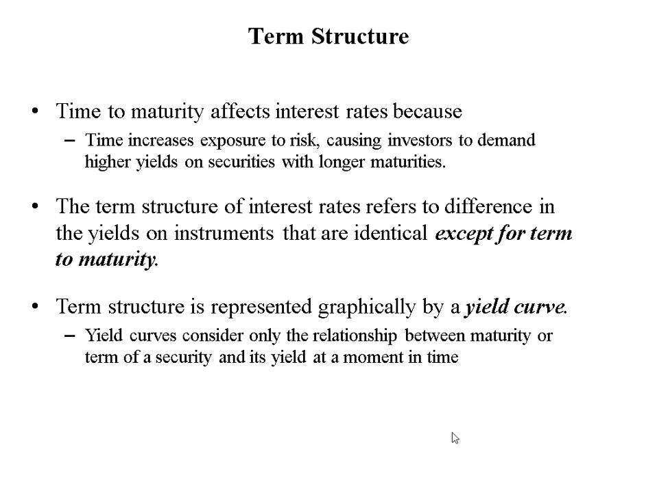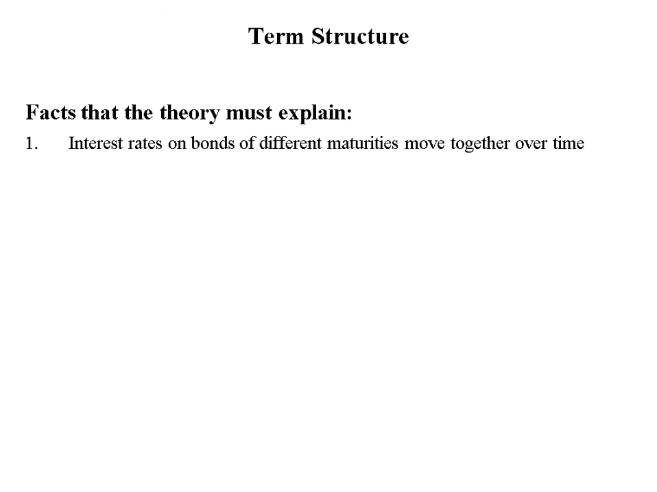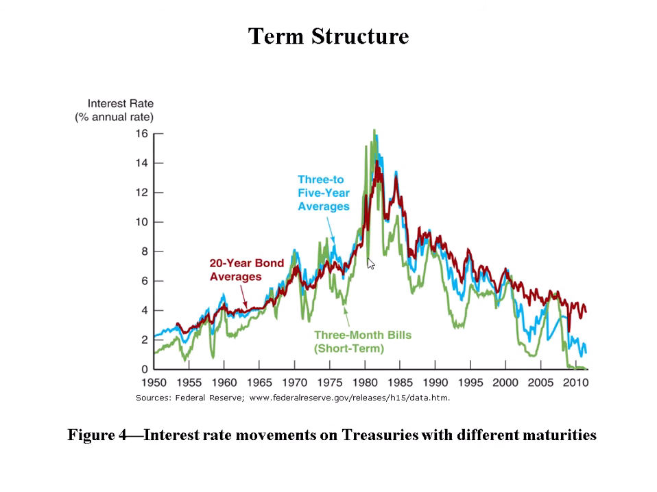Okay. And the term structure is represented graphically by a yield curve. And the yield curve is very important. It tells us if we expect the economy to expand. It can also tell us if the economy is going to go into a recession. And here's the term structure. So we have a 20-year bond, right? We have 3-month bills, and we have 3 to 5 year averages, right?